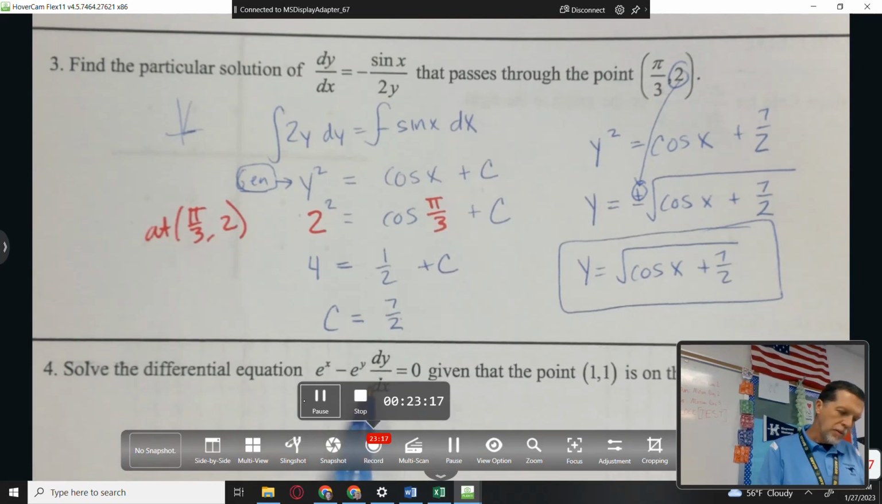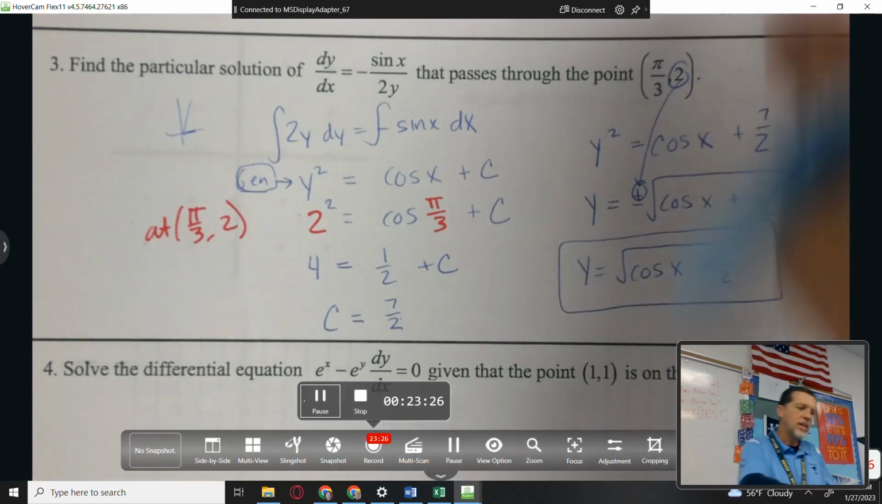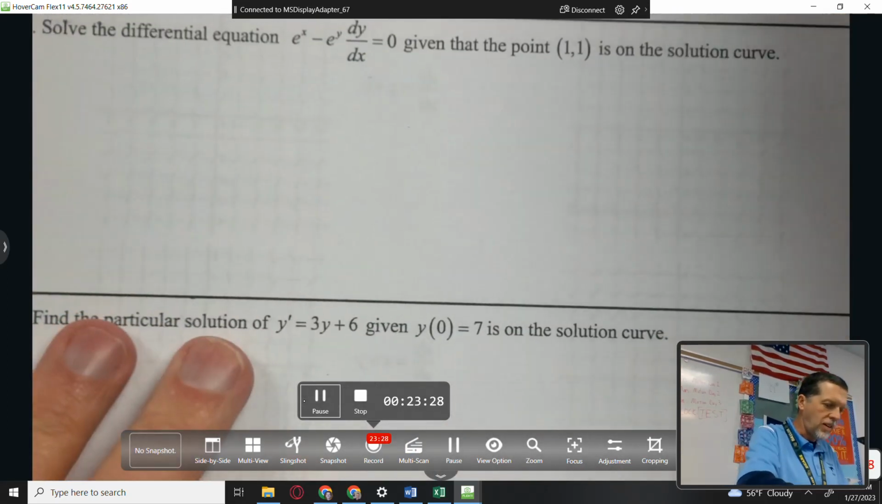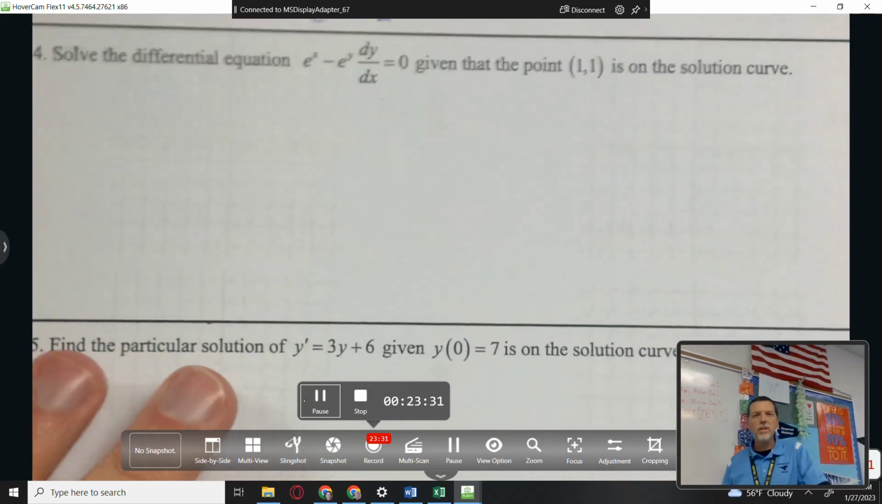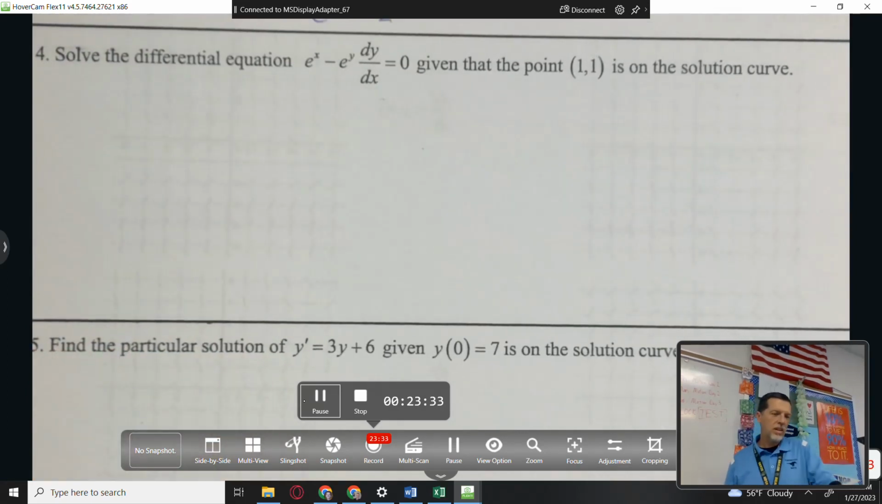Number 4. E to the stuff. Uh-oh. What do you want to do first on number 4? Separate. And how do you want to separate? Put y's on the left and x's on the right. Okay.